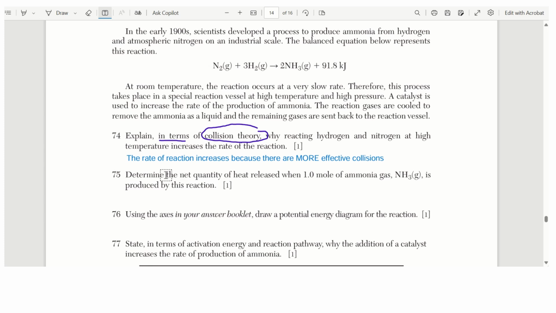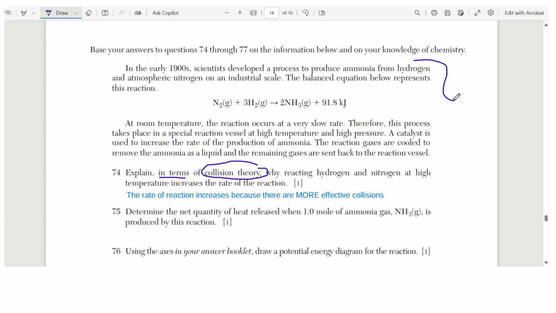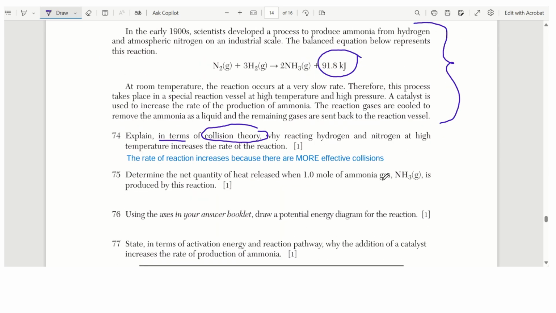But the rate increases because there are more collisions. How do you increase rate? Increase collisions. How do you decrease rate? Decrease collisions. All right. Determine the net quantity of heat released when 1 mole of ammonia gas is produced by this reaction. So if I look up here, I don't see anything about a number except for here. Aha. Okay. So it says when 1 mole of NH3 is produced. So I have this number of kilojoules released, right? But look how many moles of NH3 were produced.